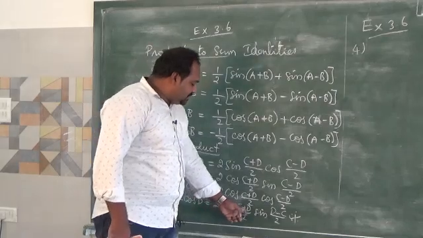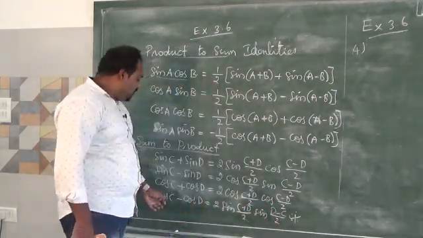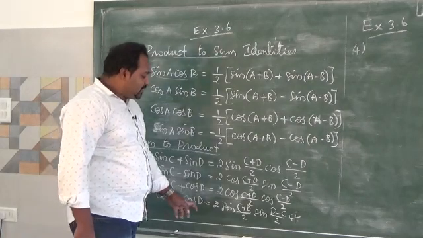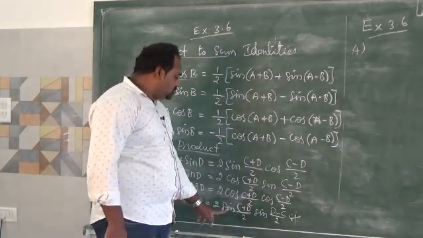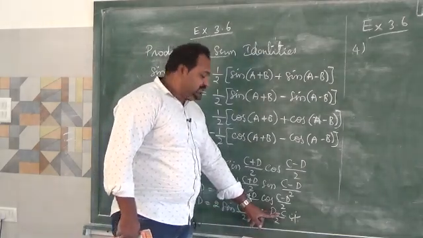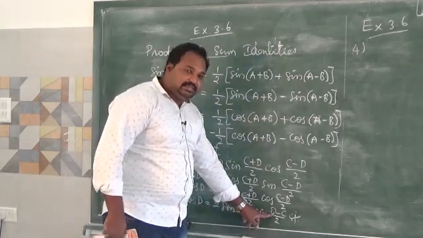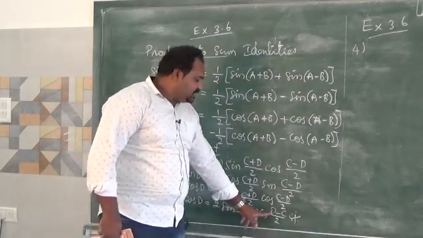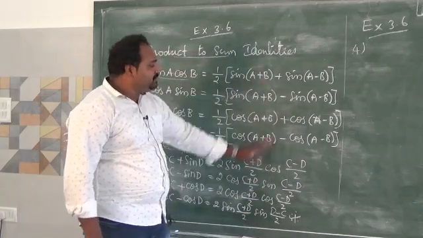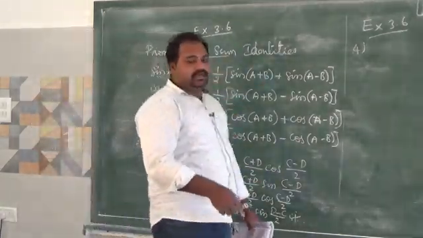Cos C minus cos D is 2 sin((C plus D) by 2) sin((D minus C) by 2), or otherwise we can write it as minus 2 sin((C plus D) by 2) sin((C minus D) by 2). If you take a minus here it will be C minus D. If you take plus here it is D minus C. So these are the properties we are going to use in this exercise.